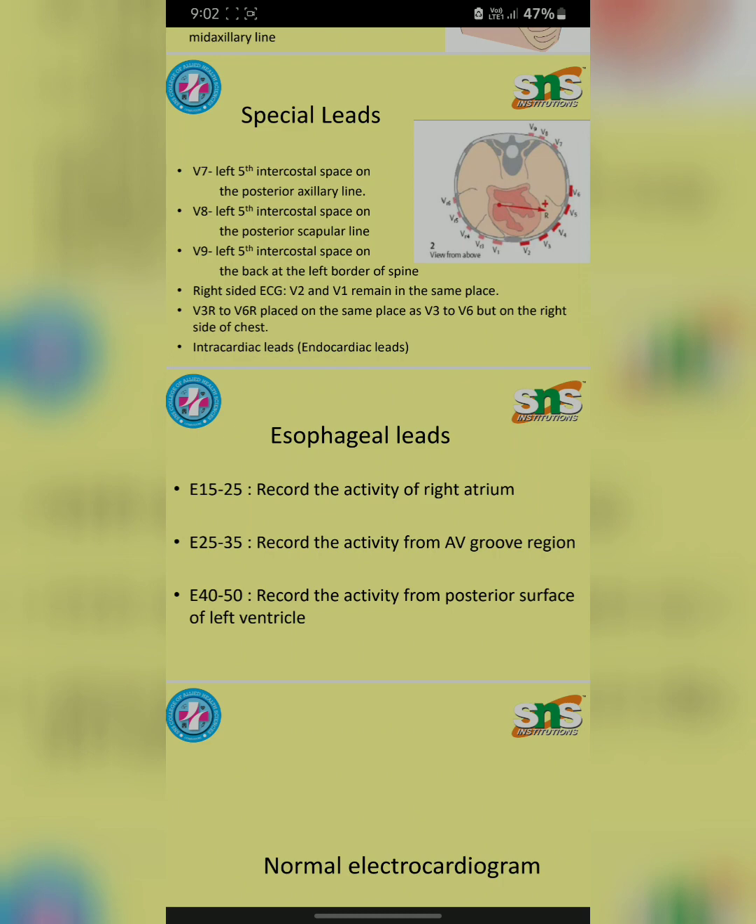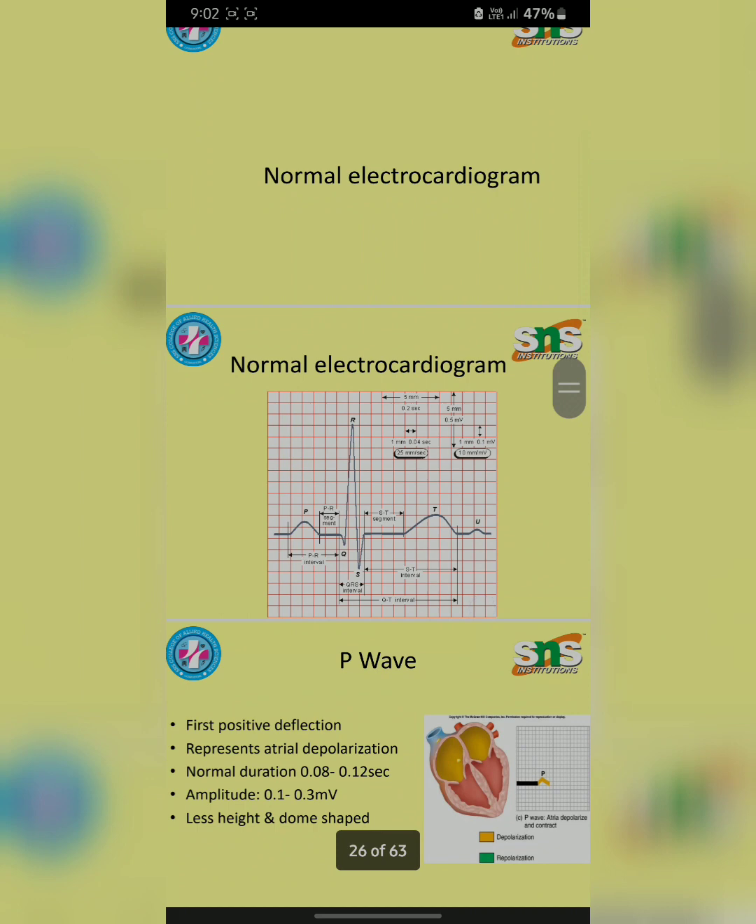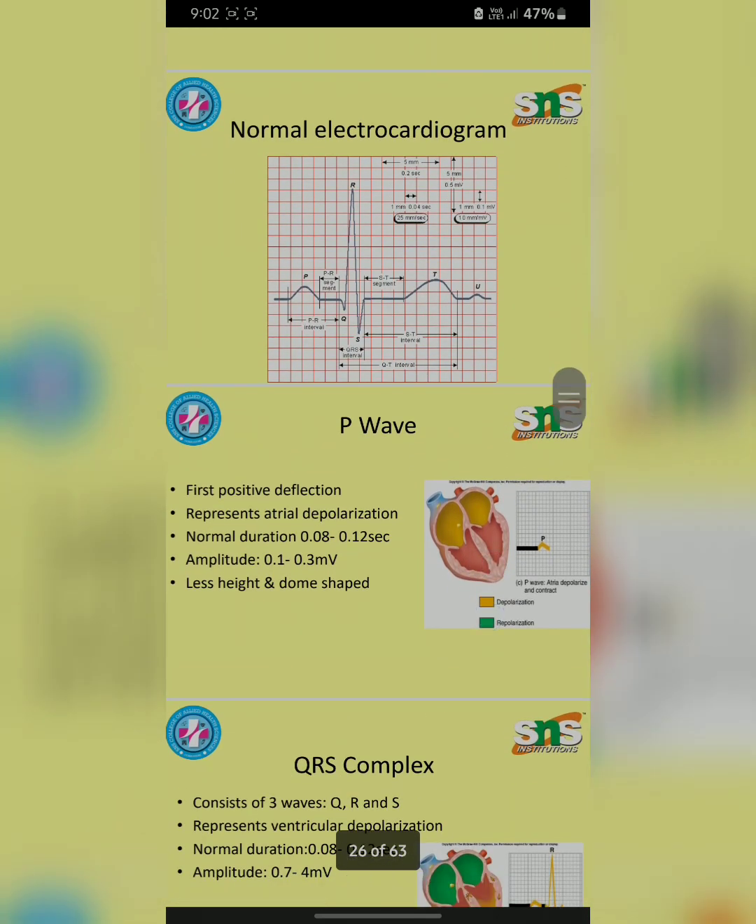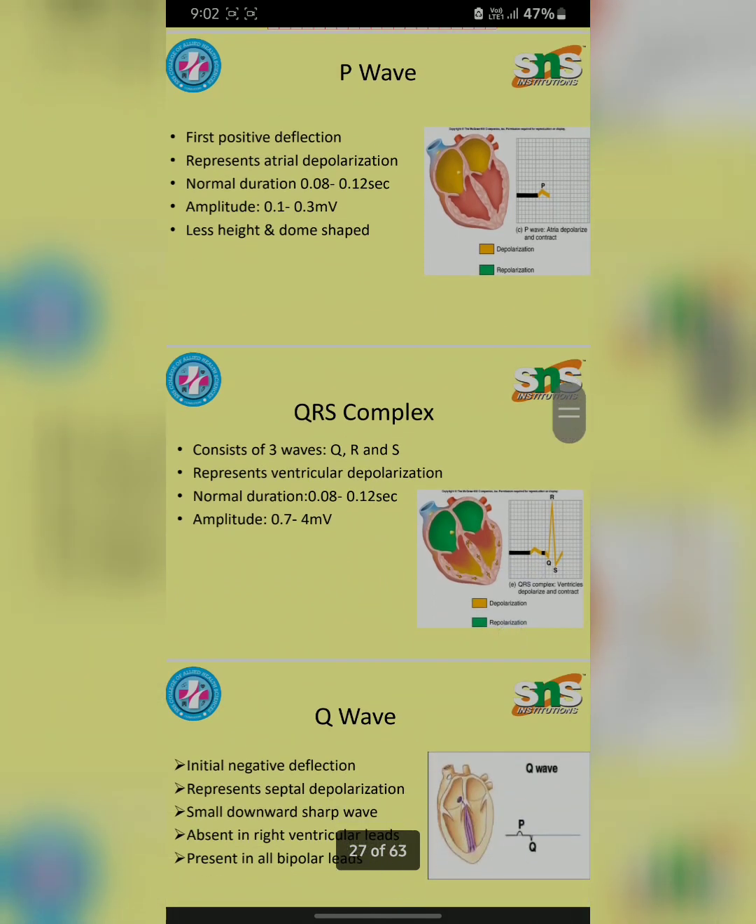P wave: first positive deflection. It represents atrial depolarization. Normal duration is 0.08 to 0.12 seconds. Amplitude 0.1 to 0.3 mV. Less height and dome shaped. QRS complex: consists of 3 waves, QRS, and represents ventricular depolarization. Normal duration is 0.08 to 0.12 seconds. Amplitude 0.7 to 4 mV.